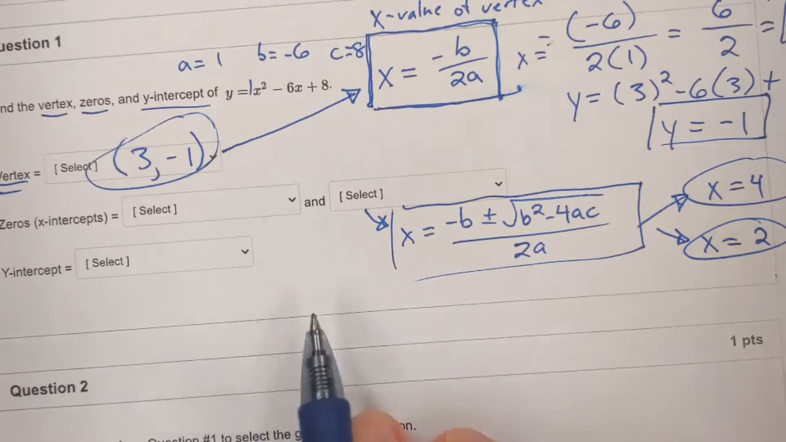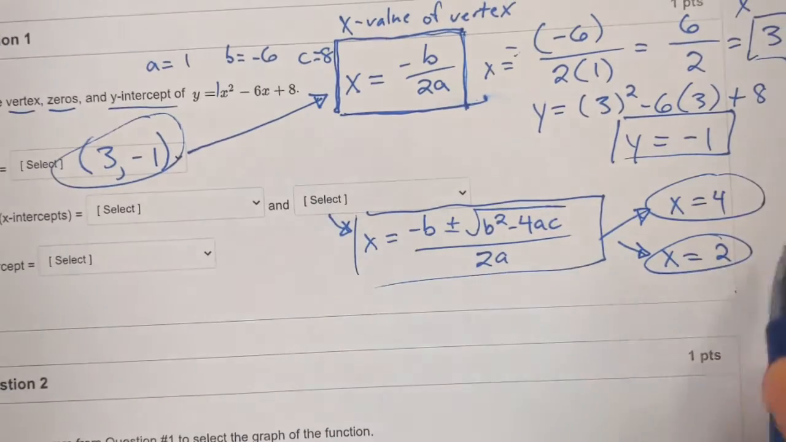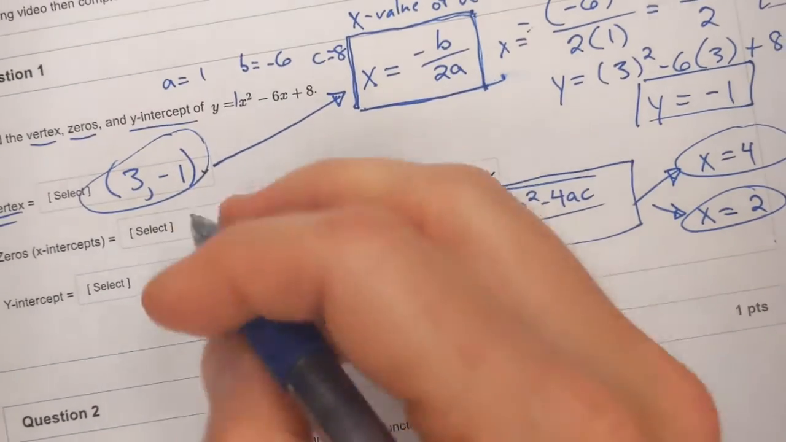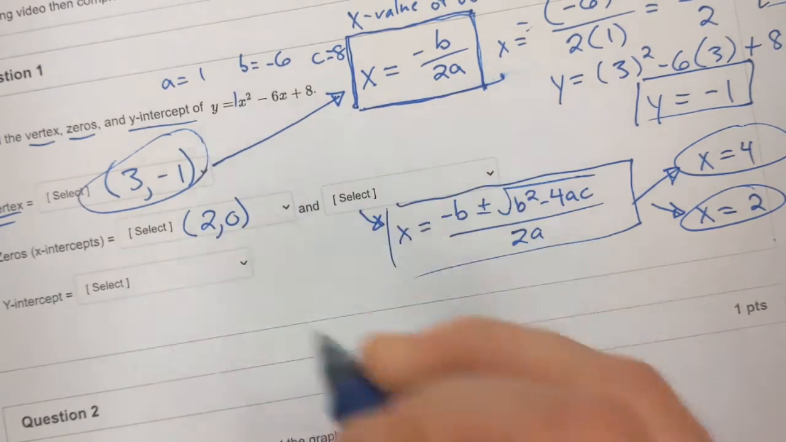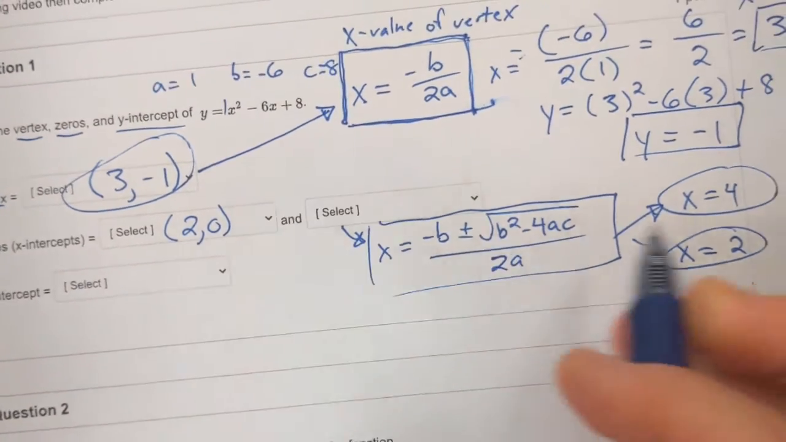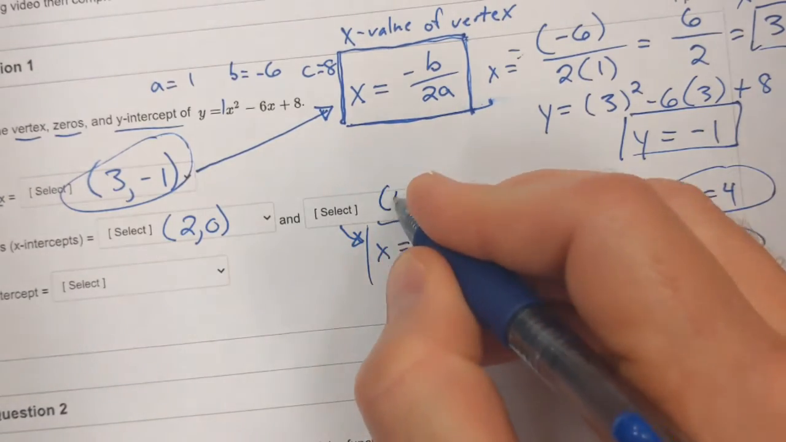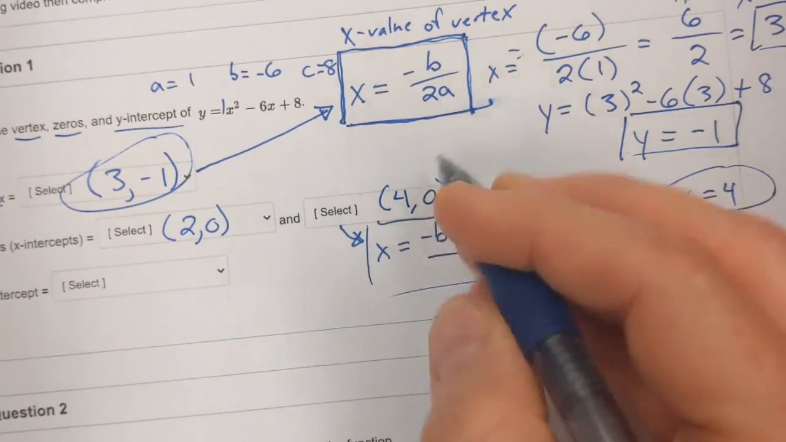Now the x-intercepts would actually be written in this form, and it doesn't matter which order you put them in. I'll put the smaller number first, but the order doesn't matter. Here's how you would actually write it: (2, 0) and (4, 0).